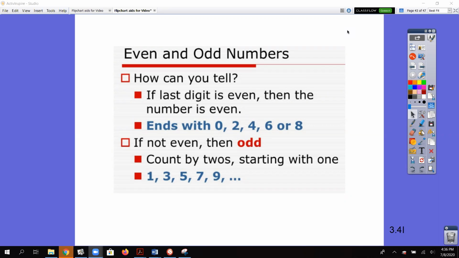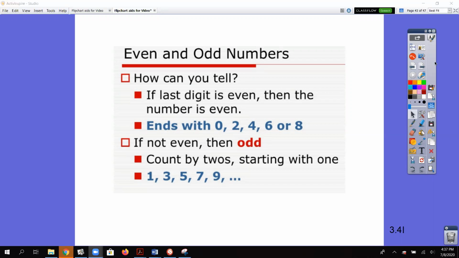So if the digit in the ones place is even, it's going to be a 0, a 2, 4, 6, or 8. A rule is that 0 is always even. That's just the rule with even and odd numbers. 0 is even. If it's not even, then of course it's odd. And if it's odd, in the ones place, it's going to have a 1, 3, 5, 7, or 9.